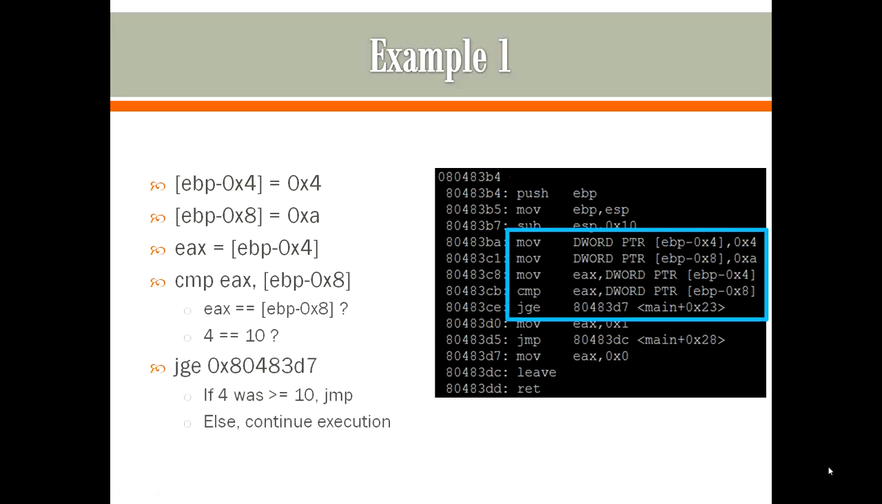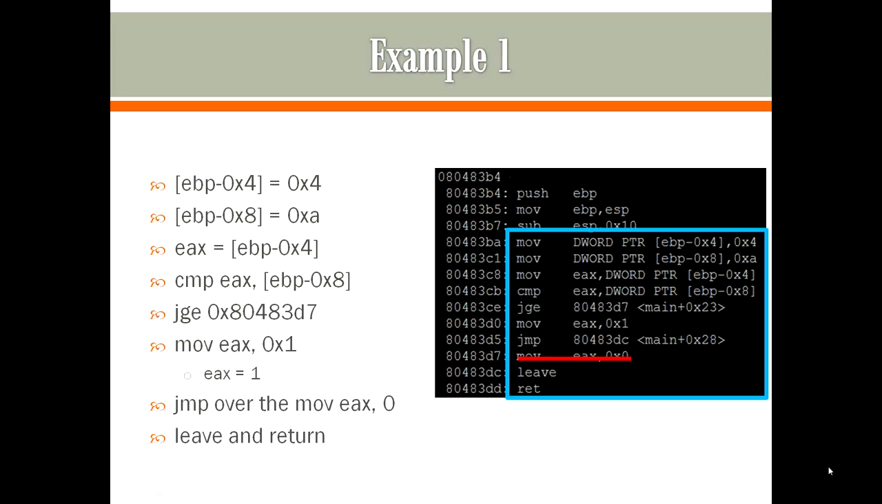Now, we encounter a compare instruction, where we are comparing the value of EAX to the value pointed to by EBP-8. That is, we're comparing the value 4 to the value 10. If the value 4 was greater than the value 10, we would jump to the address 80483D7. Since this is false, execution will then continue to the next instruction.